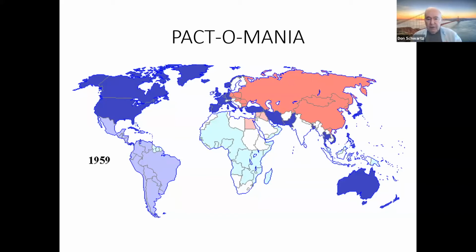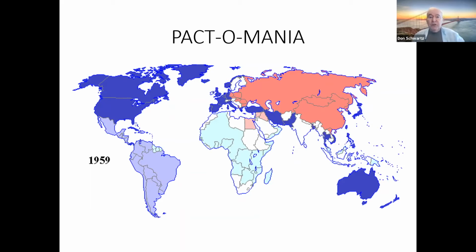And these countries surrounded the Soviet Union and China. And because of all of these pacts, Eisenhower's policy was called PACT-O-MANIA. By the end of Eisenhower's 8 years as president, the United States was bound to 8 separate security treaties and was committed to defend no fewer than 42 nations around the world.